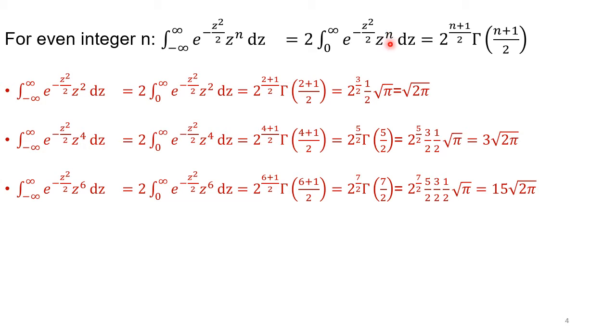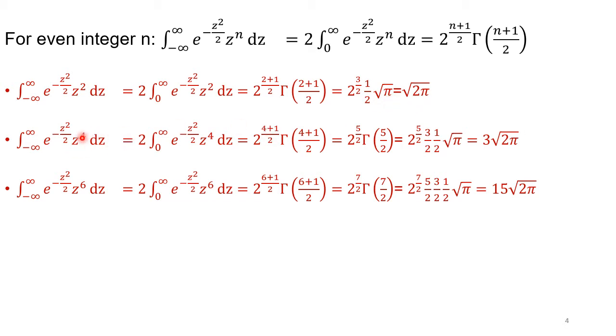So when n equals 2, we replace n with 2, and we get 2 to the power 2 plus 1 by 2 gamma of 2 plus 1 by 2. So that is 2 to the power 3 by 2 gamma of 3 by 2, which is half gamma half. Gamma half is given by root pi. So when we simplify this, we get root 2 pi.